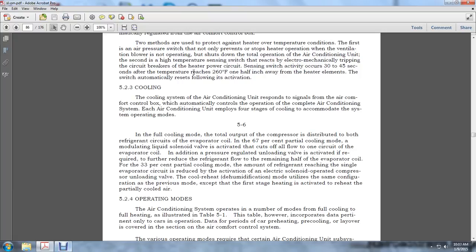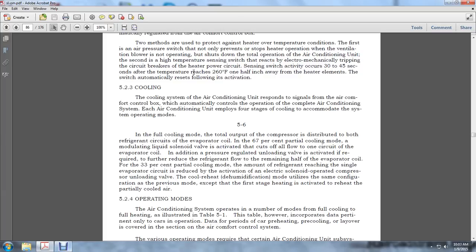The automatic controls complete the operation of the air conditioning system. Each air conditioner employs the 4 stages of cooling accumulated in the system operating modes. In the full cooling mode, the total output of the compressor is distributed in the refrigerating circuit evaporator coil. In 67% partial cooling mode, the modulating liquid solenoid valve is activated, which cuts off the flow of one circuit of the evaporator coil.